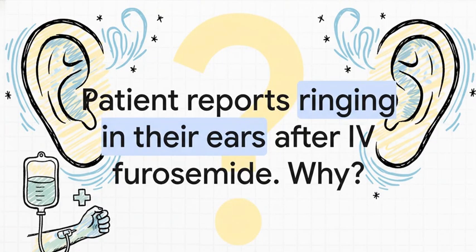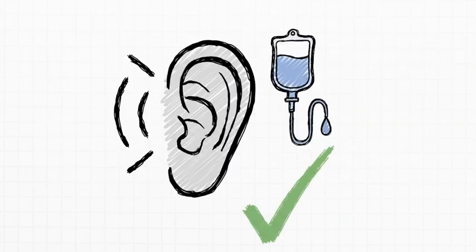Okay, let's try a scenario. Your patient just got IV Lasix, and now they're telling you their ears are ringing. What's going on? The answer is ototoxicity. That ringing in the ears is a classic sign, and that's exactly why we always give IV furosemide nice and slow.